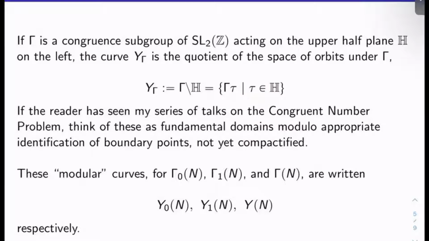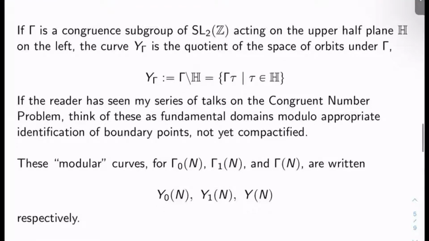Okay, if you've seen my series of talks on the congruent number problem, you should think of these Y sub Gammas as fundamental domains for the various subgroups Gamma, after we identify appropriately the boundary points on these fundamental domains. However, we have not yet compactified them. So they're non-compactified fundamental domains for congruence subgroups of SL2Z. These Y sub Gammas are usually called modular curves or open modular curves.